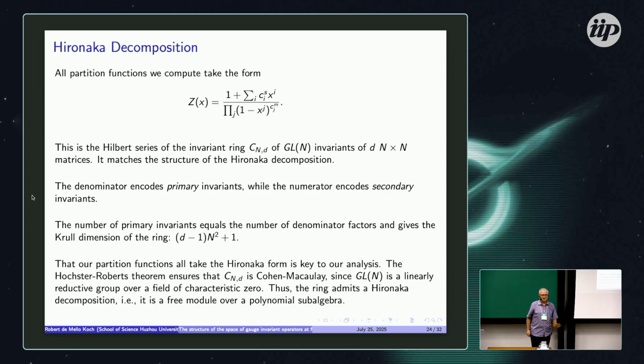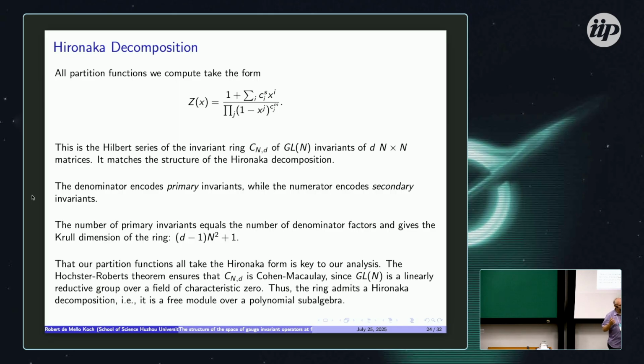Everything that I've said so far relies crucially on the fact that our partition function took this form. So how general is that? In fact, it's completely general. So we're relying on two theorems here. One is called the Hochster-Roberts theorem. What the Hochster-Roberts theorem tells us is, if you're studying the algebra or ring of invariants of a linearly reductive group, it will be Cohen-Macaulay.